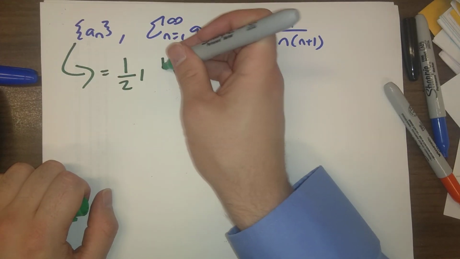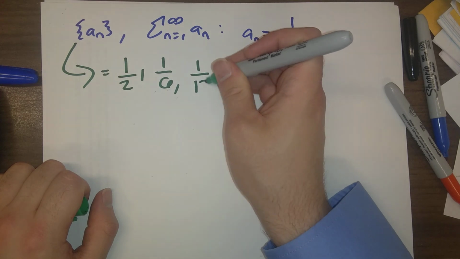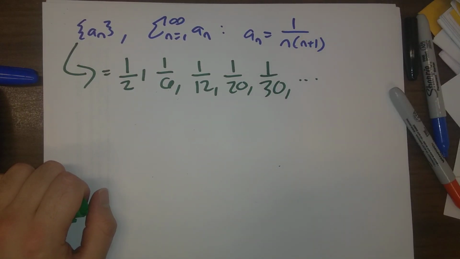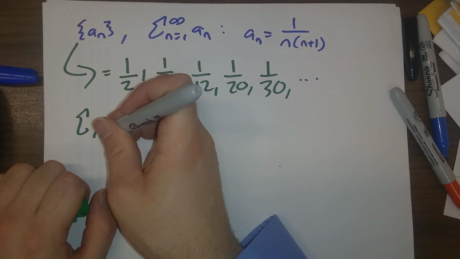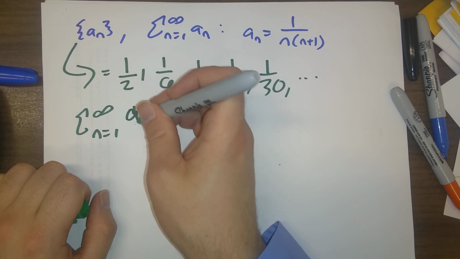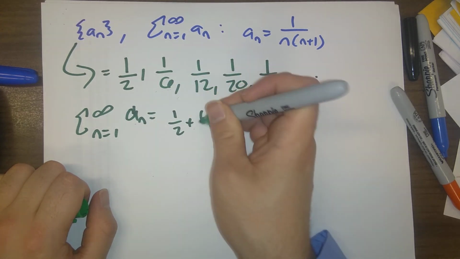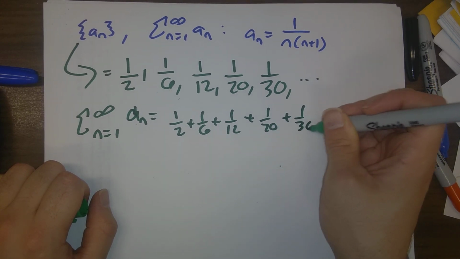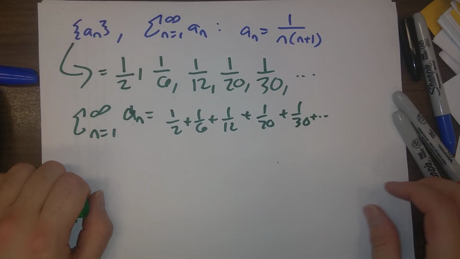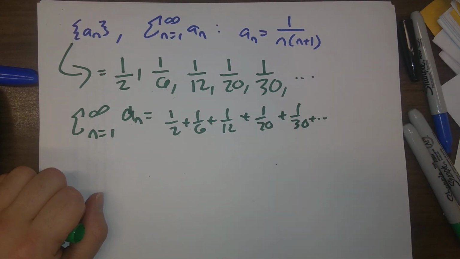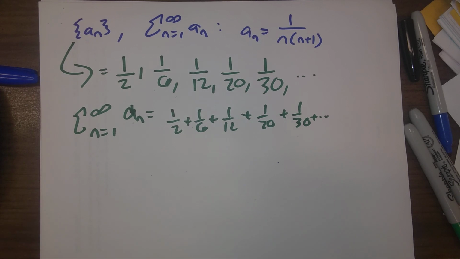1/2, 1/6, 1/12, 1/20th, 1/30th, so on and so forth. While the sum is equal to 1/2 plus 1/6 plus 1/12 plus 1/20th plus 1/30th plus dot dot dot. And so a lot of people get these two things confused, but let's realize that these are different beasts. These are different objects.